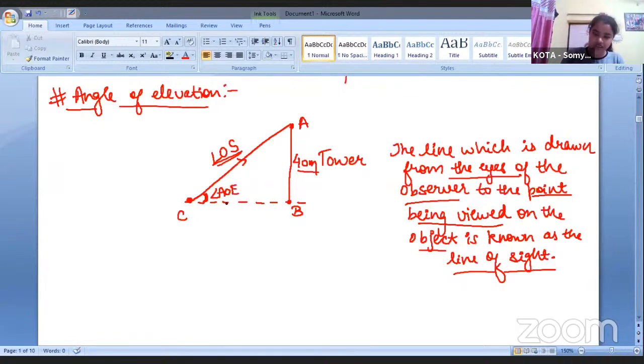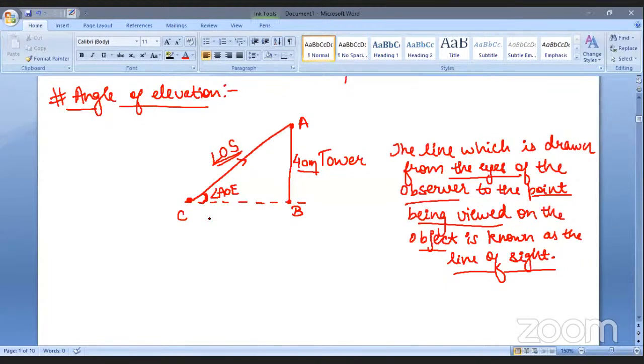Angle of elevation is the angle between the horizontal, what we can call horizontal ground, horizontal line, wherever it is. I am saying wherever it is because in the next angle that we will read, it will be in the air, so that might confuse you. So simply, horizontal line.